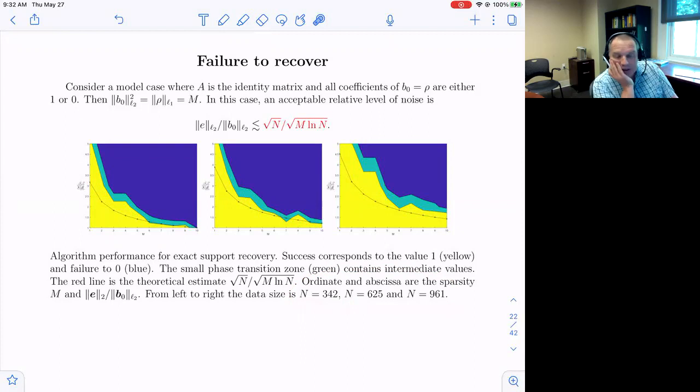So all these results, as I promised you, are non-asymptotic. So they hold for any value of n, and we can estimate all the constants that are involved in these computations as well.